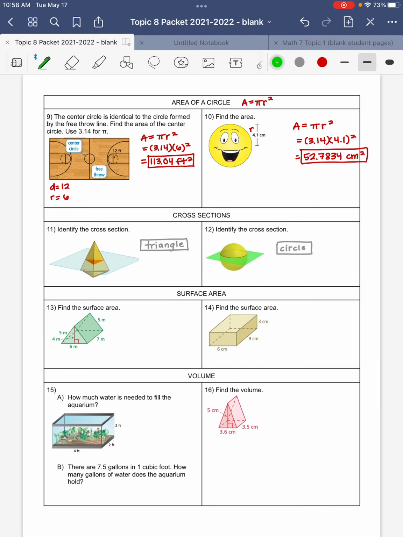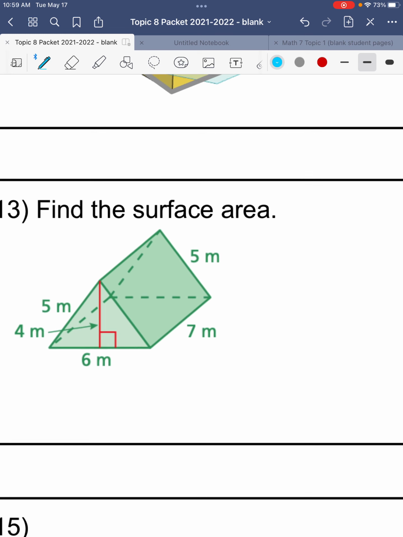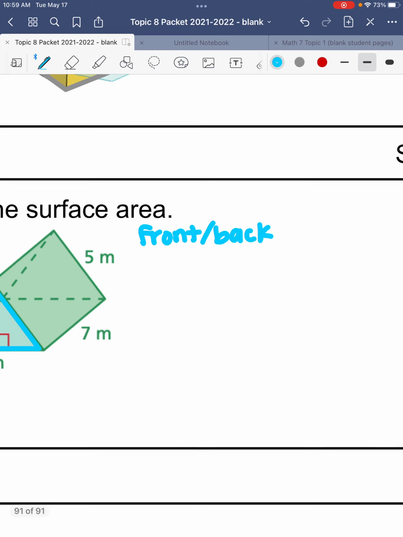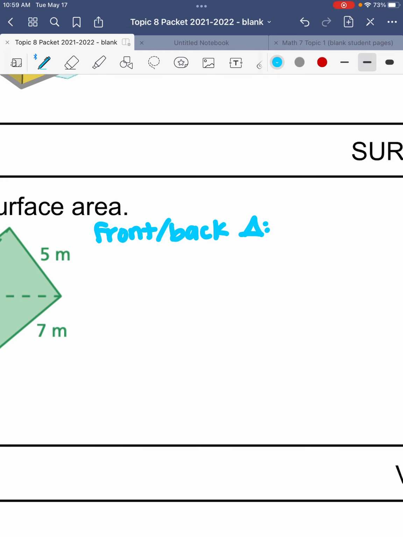Okay, moving on to surface area. So number 13, surface area of a triangular prism. Now remember, triangular prisms, my base is what I have 2 of, and I have 2 triangles and 3 rectangles. So my base is this triangle in front and the identical triangle that's in the back right here, right? So let's call that front and back. And I want you to recognize that the front and back are my base triangles, right?